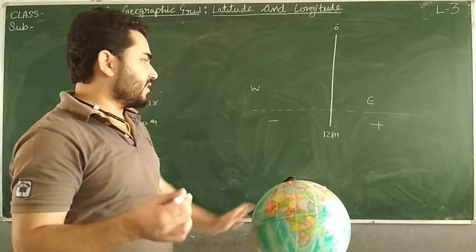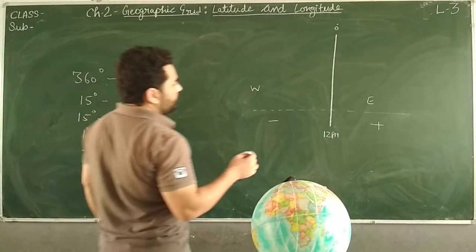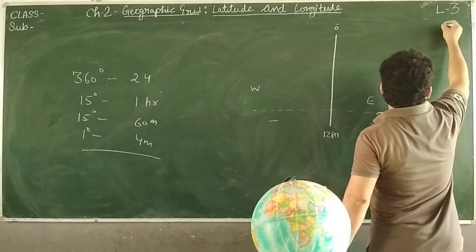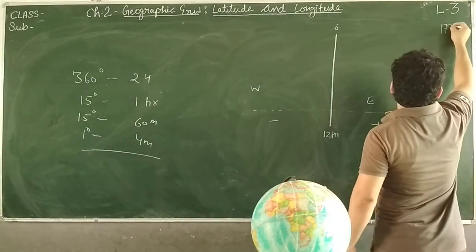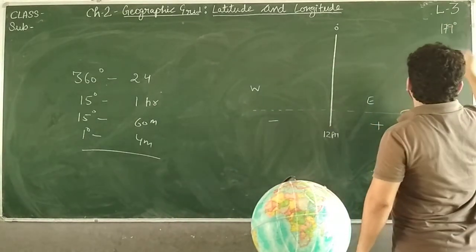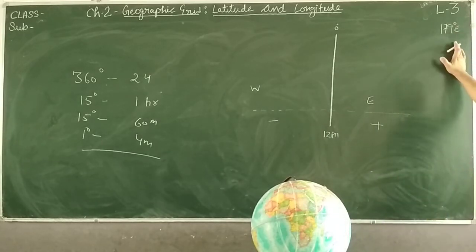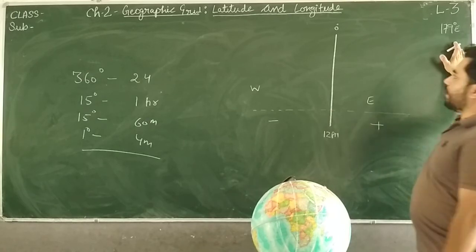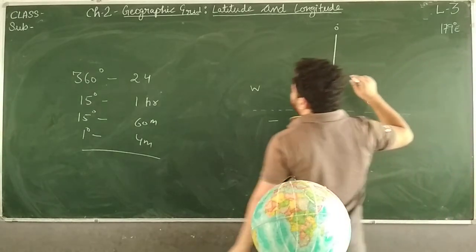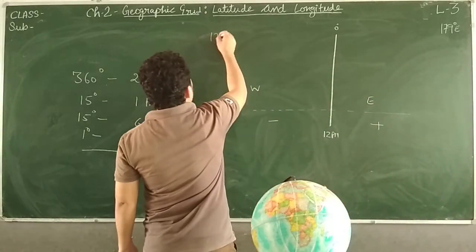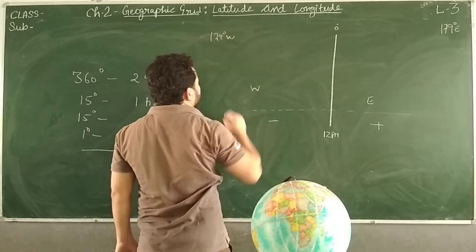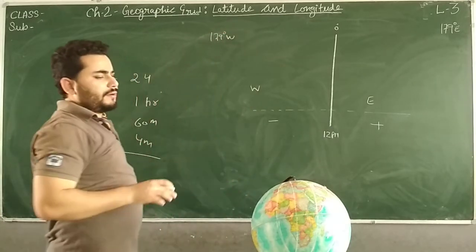So the places which are easternmost, you can say the places at 179 degree east, that place will receive the sun first and will be ahead. And here, this place at 179 degree west will be the place which is receiving the sunlight.